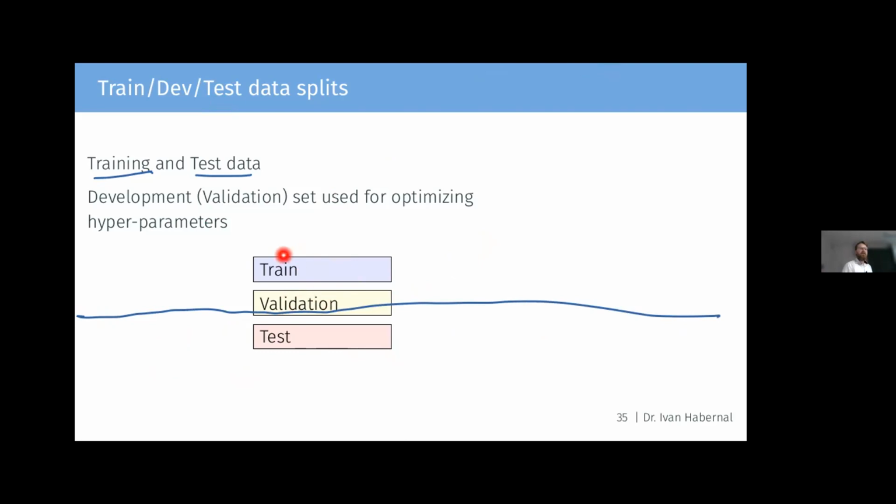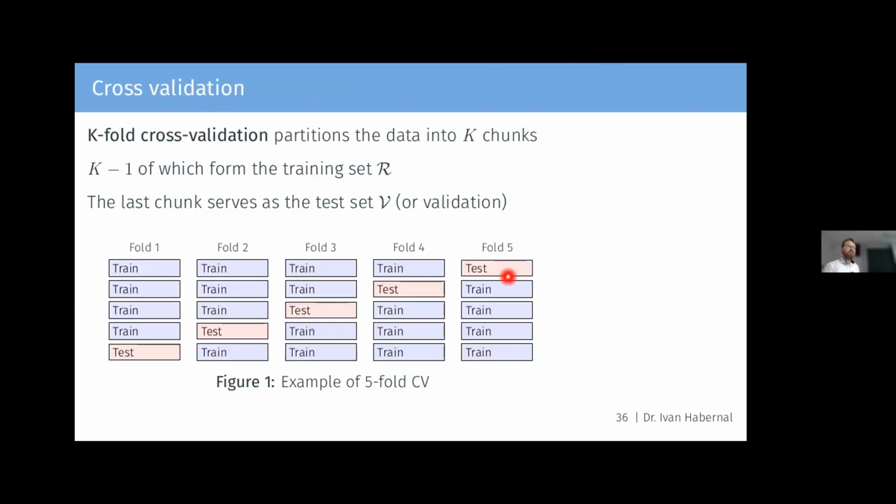So then you play around with training data and validation, so you can split it, and validation is for hyperparameter tuning. Okay. Is this something that everybody is familiar with? Yeah. Okay. This is standard common sense. So train, dev, test split.